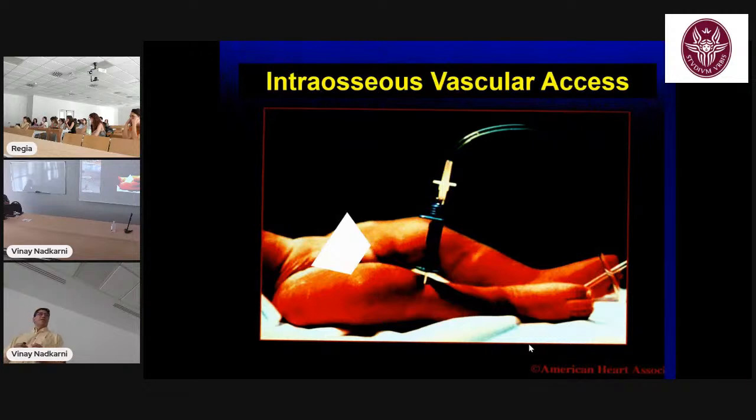Vascular access is different in children than adults. It's much more difficult to get IV access in infants and kids, and we oftentimes need to go to an intraosseous needle in an emergency situation.